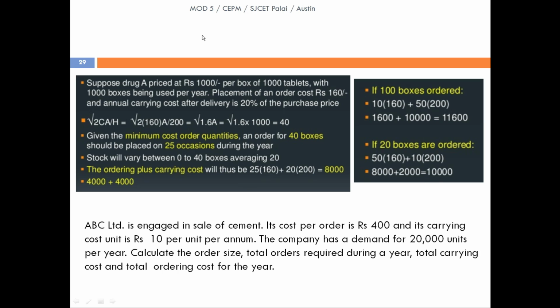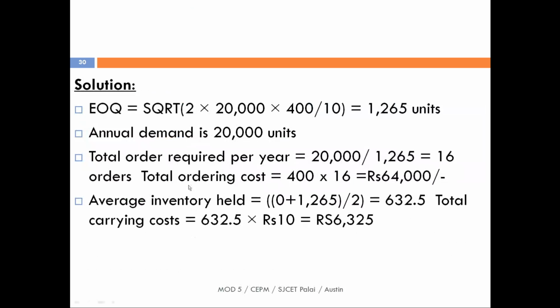So similarly, you can simply formulate the order size, total number of orders required, total carrying cost, and total ordering cost. Likewise you can find the total cost, which is the summation of carrying cost and ordering cost. This has been solved here, so please go through it as we have discussed earlier.